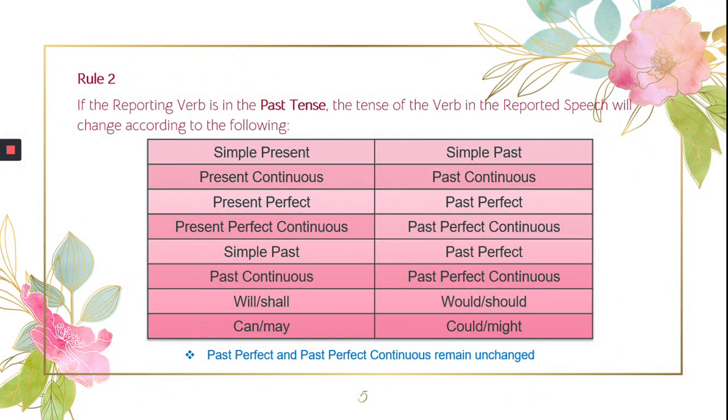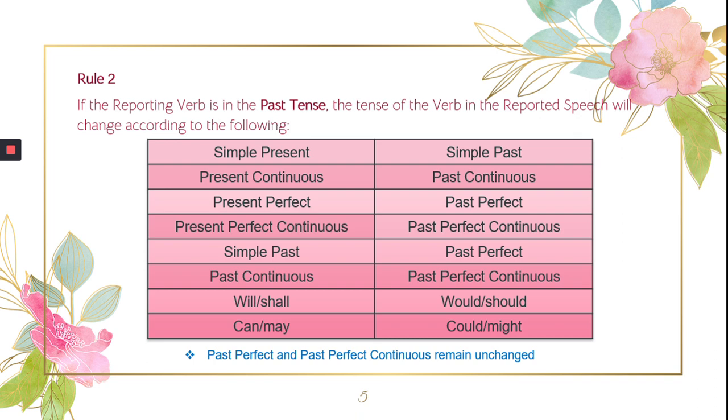The next rule is that if the reporting verb is in the past tense, the tense of the verb in the reported speech will change according to the following. Simple present becomes simple past. Present continuous becomes past continuous. Present perfect becomes past perfect. Present perfect continuous becomes past perfect continuous.